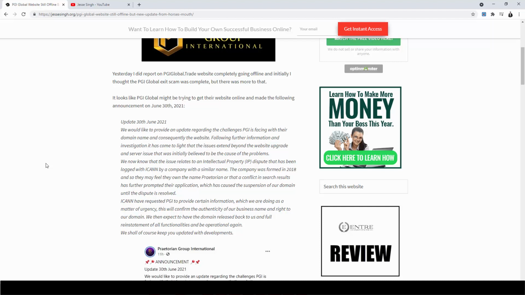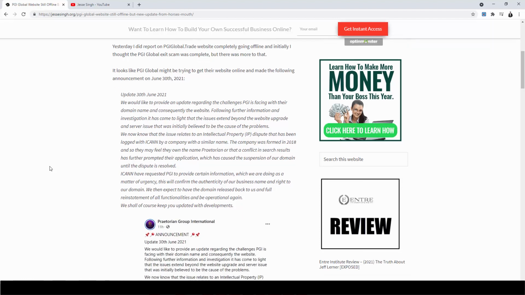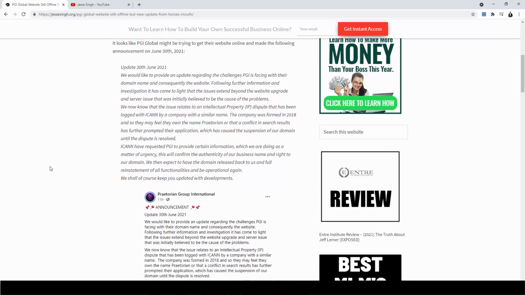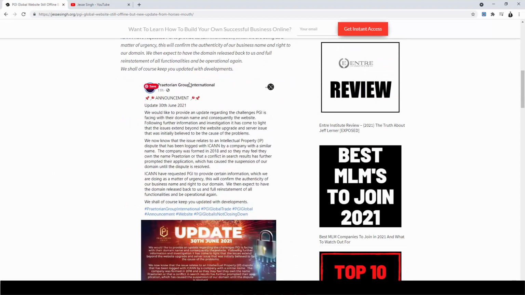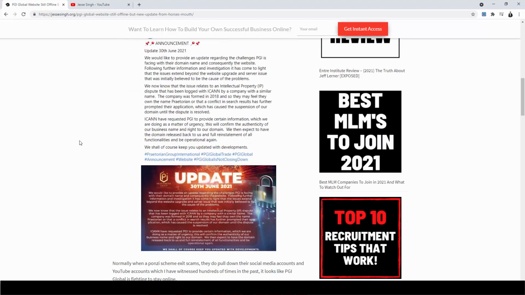ICANN have requested PGI Global to provide certain information, which we are doing as a matter of urgency. This will confirm the authenticity of our business name and right to our domain. We then expect to have the domain released back to us and full reinstatement of all functionalities and be operational again. We shall, of course, keep you updated with developments." So that is the latest announcement from PGI Global.